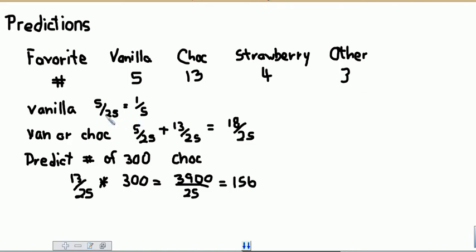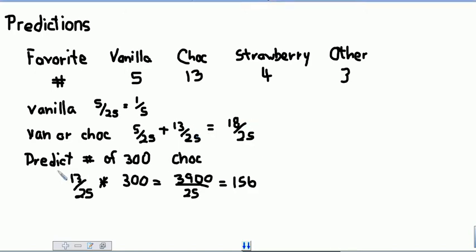Well, the probability of vanilla, we do this just like we've done all of our other probabilities. Desired outcomes out of total outcomes is 5 vanilla, out of 25 the total, or 1 out of 5. The probability they pick vanilla or chocolate, 5 out of 25. It's an or, so we add, plus 13 out of 25. We get 18 out of 25.